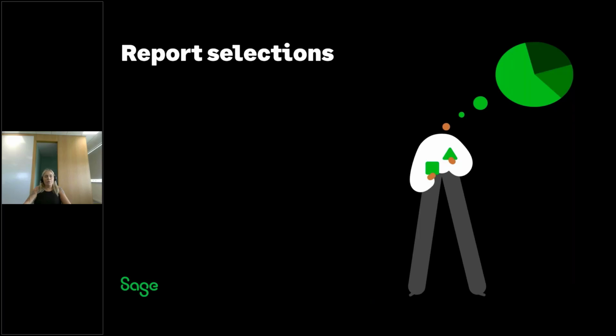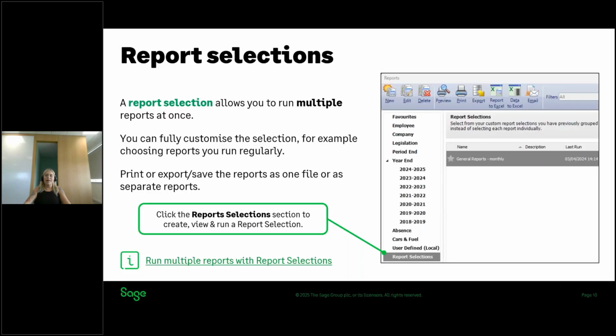So let's get into report selections. Now, what are report selections? They're going to be a batch report that allows you to run multiple reports in one click of a button. So if you have reports that you run every week, every month, then you can combine all of those together. You can print them, you can export them, save them as one, or you can save them as separate reports. You do have a bit of flexibility as to how you save them. We'll run through that a bit more in the demo as well.